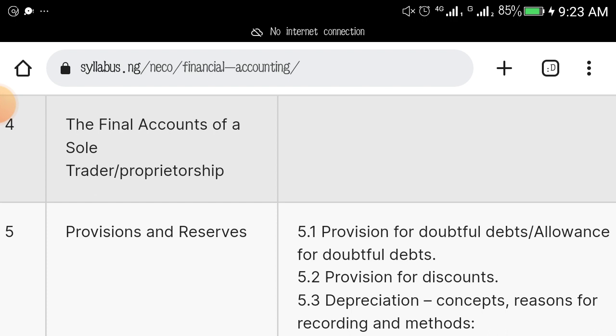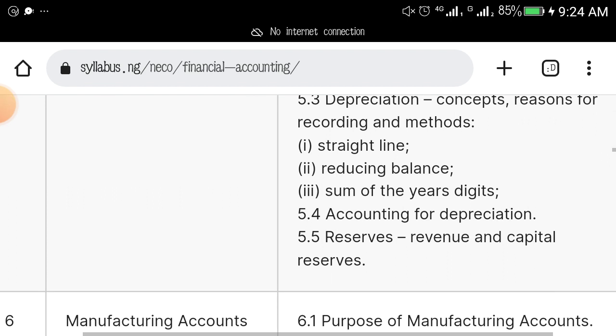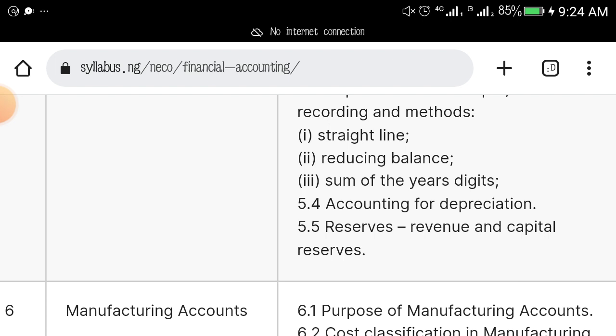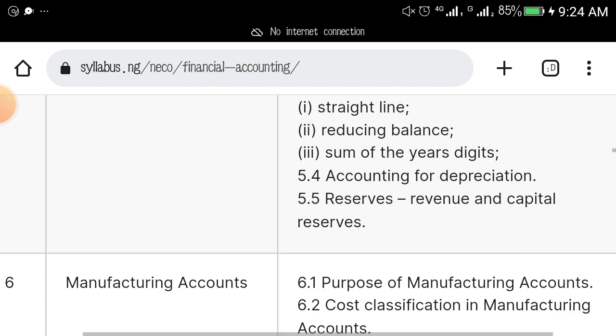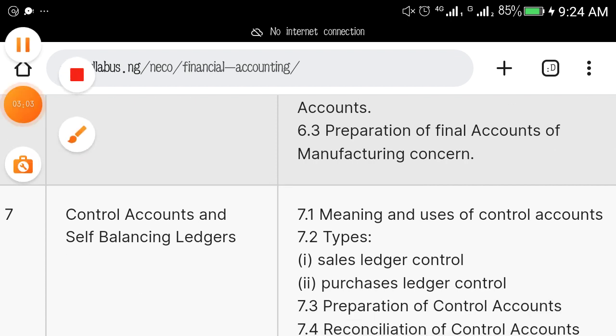Okay? Provisions and reserves. Under it, read provisions for doubtful debt and allowance for doubtful debt, provision for discount, depreciation, concept, reasons for recording and methods of recording depreciation. Read straight line, reducing balance, sum of the year digit. Read accounting for depreciation. Read reserves, revenue and capital reserves. Okay. Then read manufacturing account as a topic. Purpose of manufacturing account, cost classification in manufacturing account, preparation of final account for manufacturing concern. These are things I'm telling you are very, very, very important.